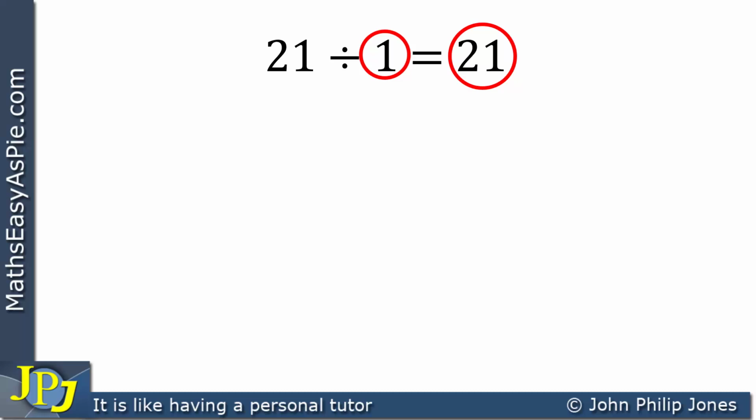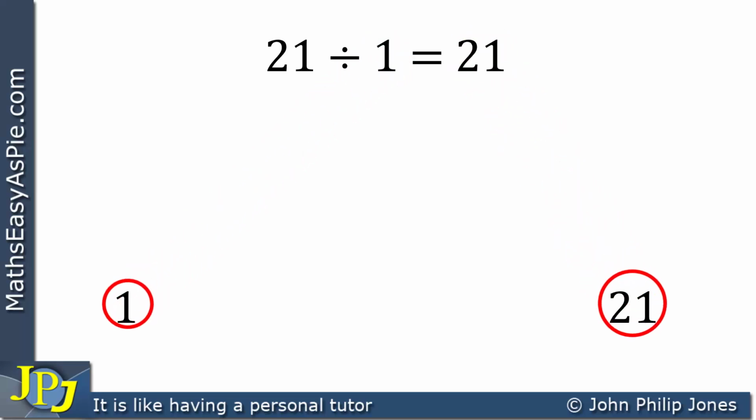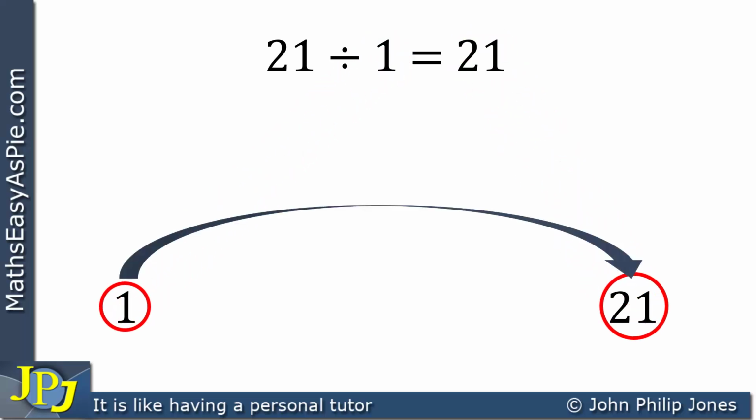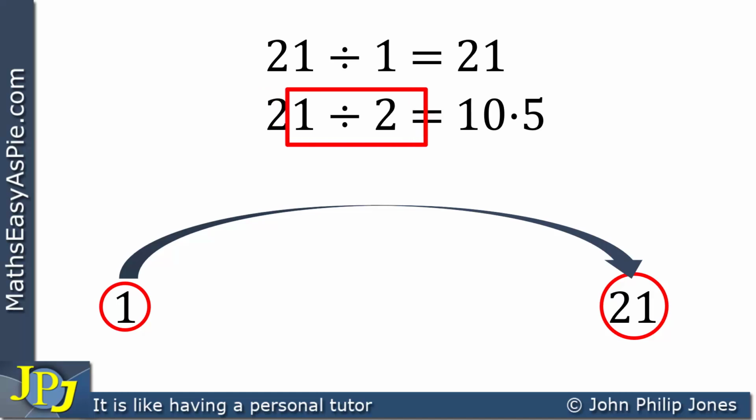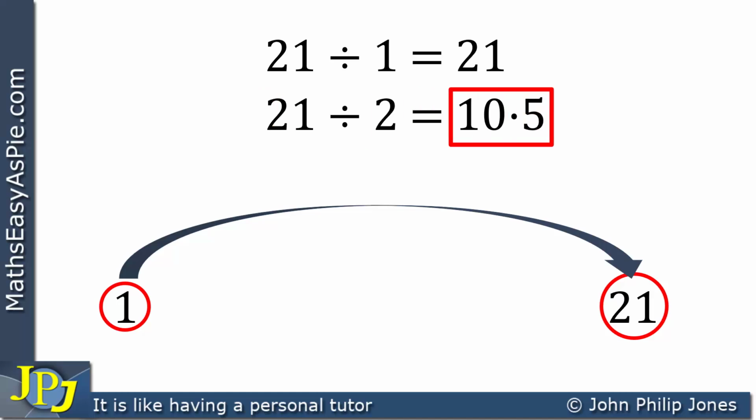So I'll place these two numbers at the bottom of the slide, as you can see here, and I'll draw an arrow between them to emphasize that they're an example of a factor pair. And I've spread them out, as you can see, to ensure I've got room for other factor pairs between the 1 and the 21. I will now divide the 21 by 2, and you can see the answer is 10.5.